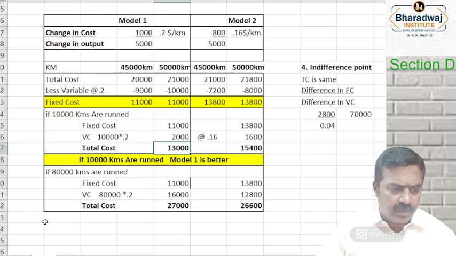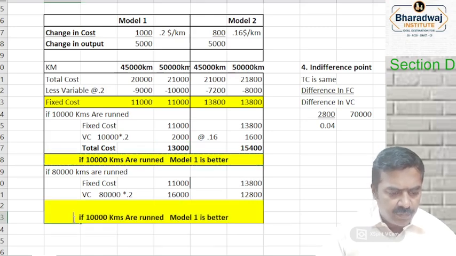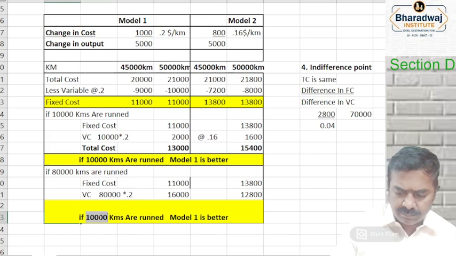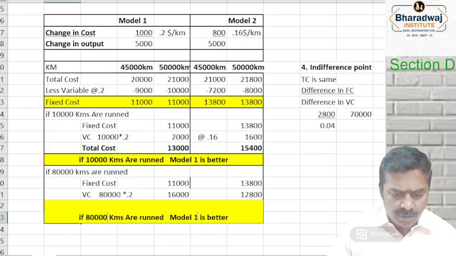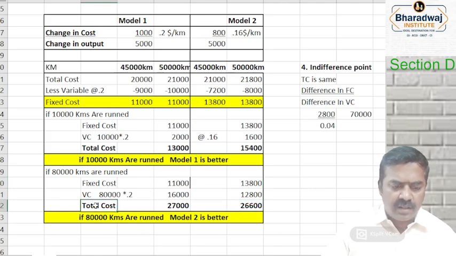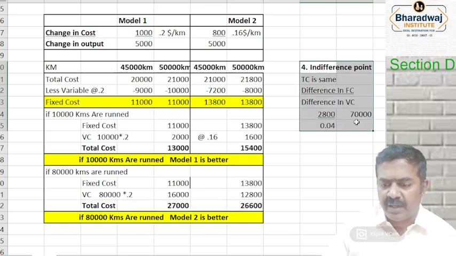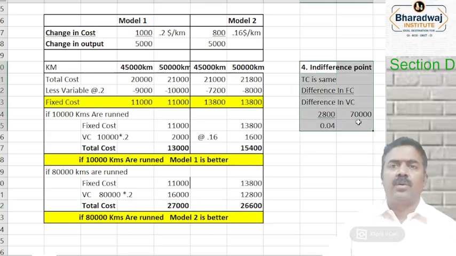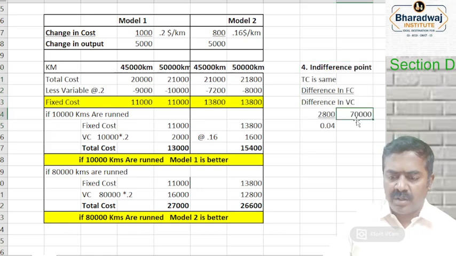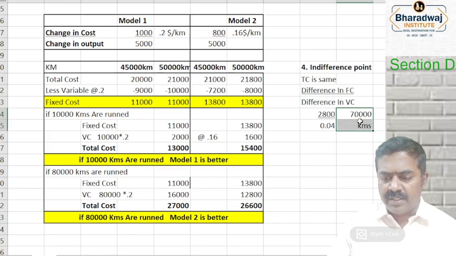If 80,000 kilometers are run, which model is better? Model 2 is better. Why? You can see the total cost is less. Compared to model 1, model 2's total cost is less. Indifference point means the point at which the total cost will be the same. At 70,000 kilometers, the total cost will be the same.